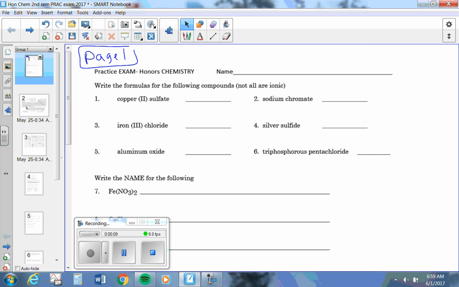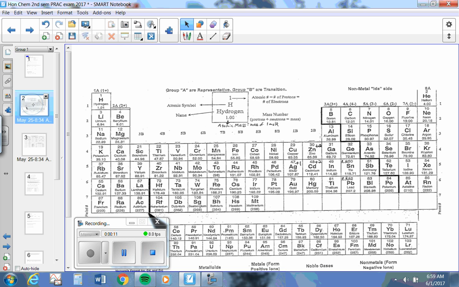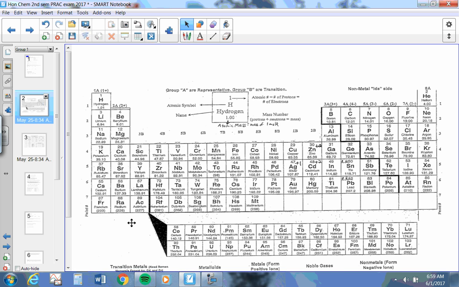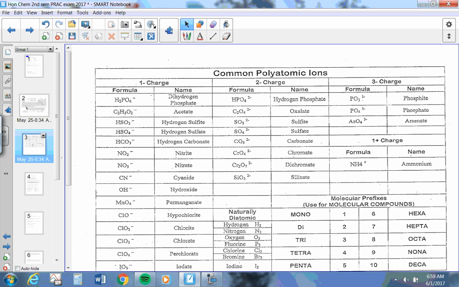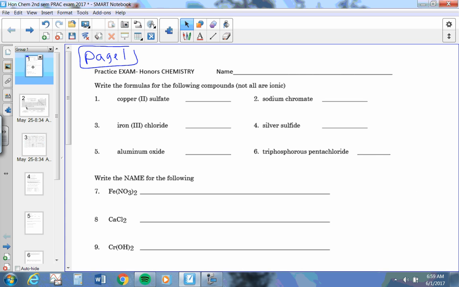Page 1 of the practice exam for honors chemistry. For this, names and formulas, you'll want your periodic table. It probably has some notes about some of the rules, and you'll also want the back side of that, which is the back of your periodic table. On this one, it says write the following formulas for the following compounds. Not all are ionic. It might help to identify which ones are ionic and which ones are not.